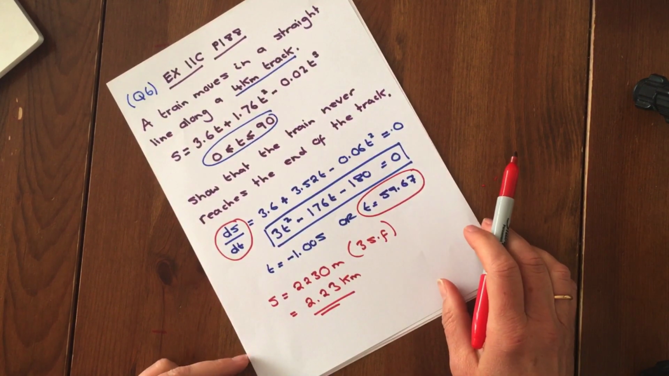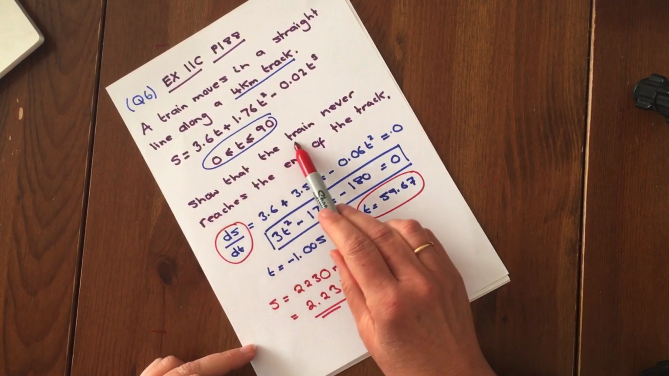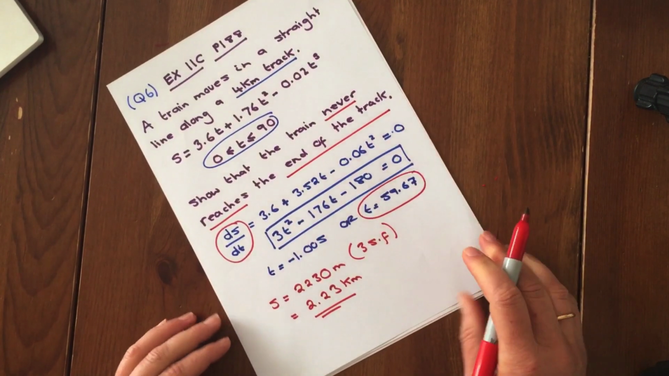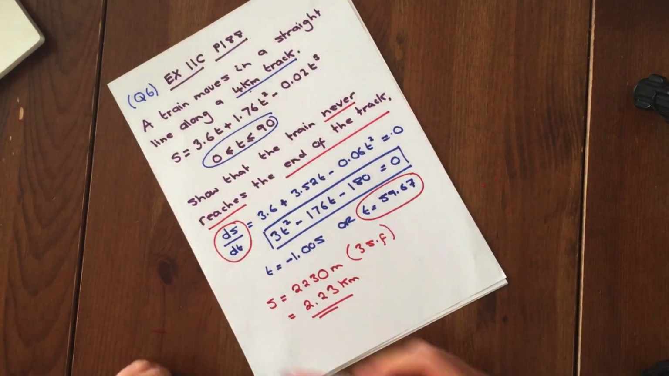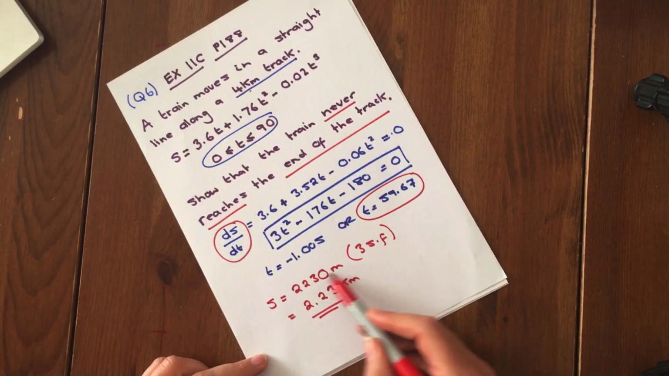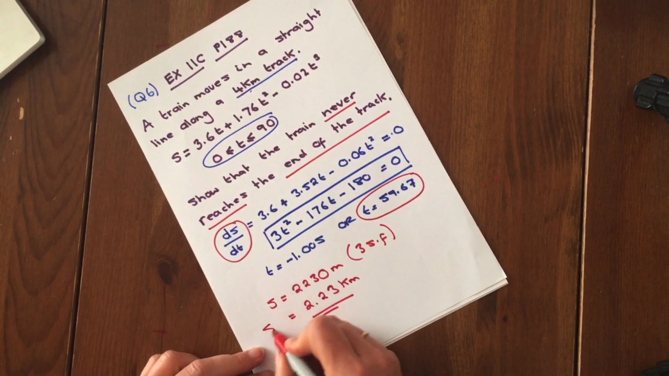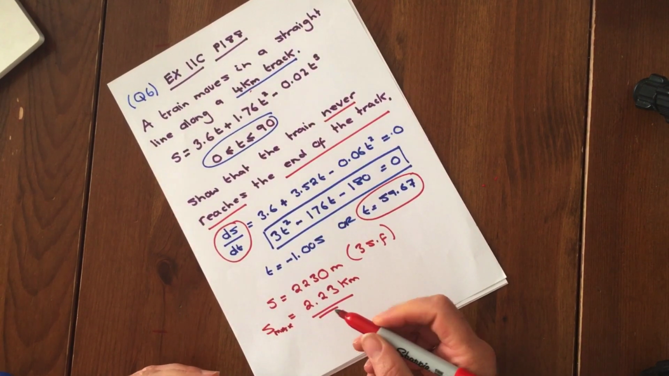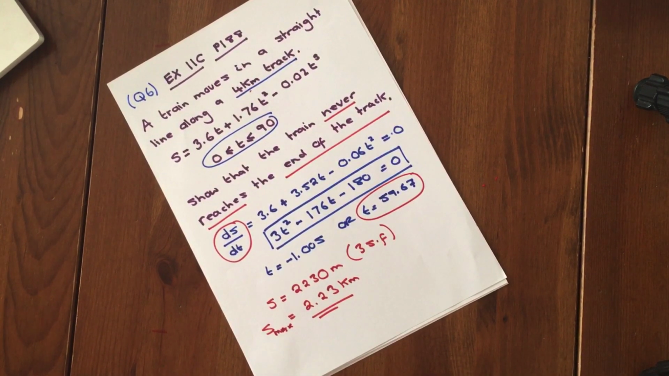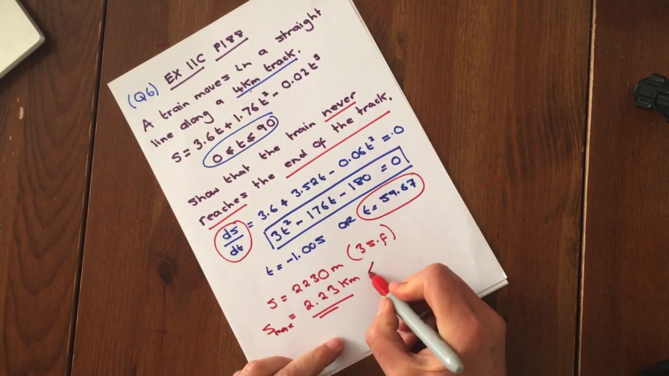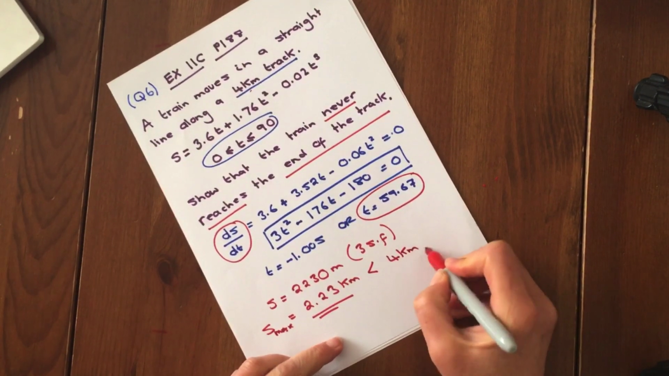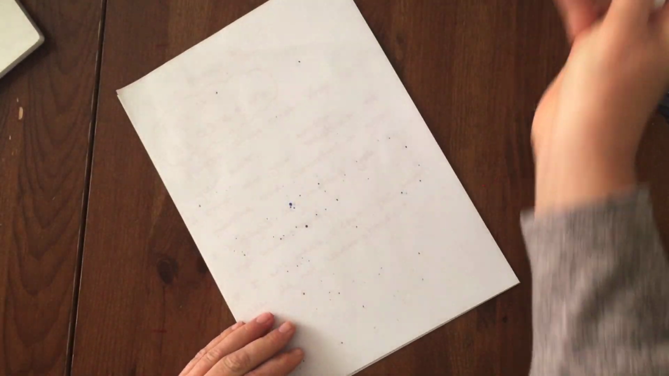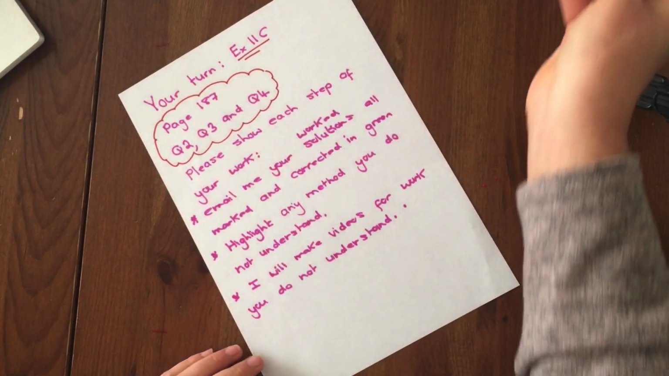So the question, let's just go back to what the question asks. Show that the train never reaches the end of the track. Okay, well the track is 4 kilometers long. This is the maximum distance, so we could just write S max here. This is the maximum distance reached by the train, hence it never reaches the end of the track, i.e. this value is less than 4 kilometers. Okay, so we've gone through some tricky questions there, year 12, and now it's your turn.